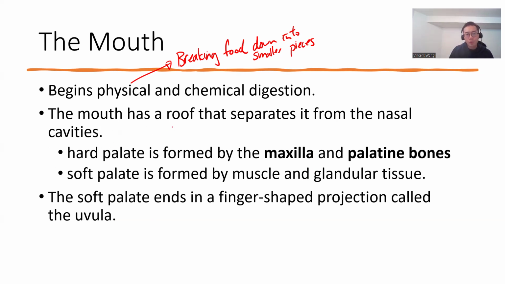The mouth has a roof that separates it from the nasal cavity. We know this already. It's the hard palate, right? You push your tongue up, it's hard, and that is the hard palate, which is formed by 2 bones, the maxilla at the front and the palatine bone at the back. Don't worry too much about these at the moment. We'll learn the bones when we get to the bone unit. But I'll show you quickly.